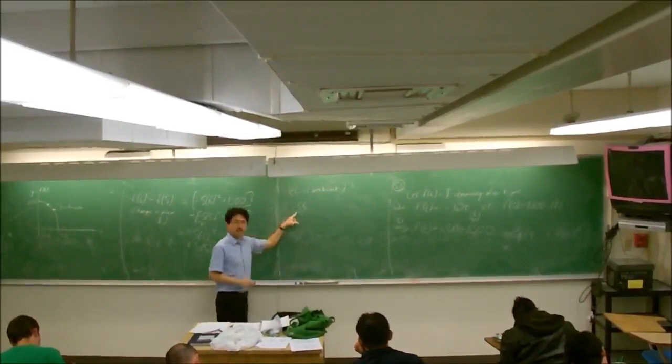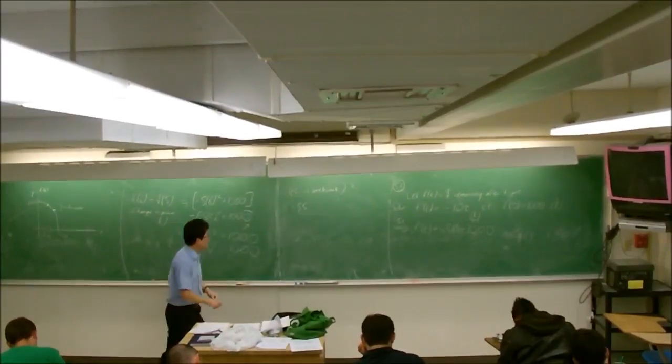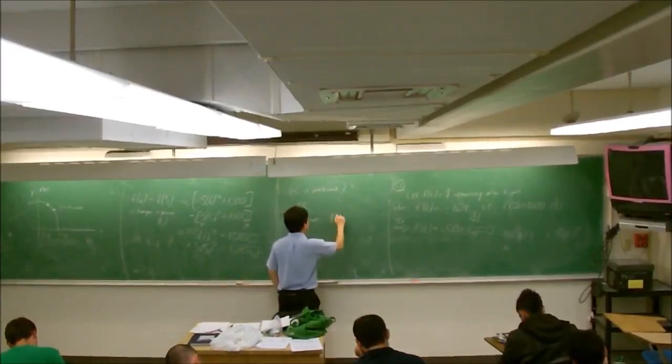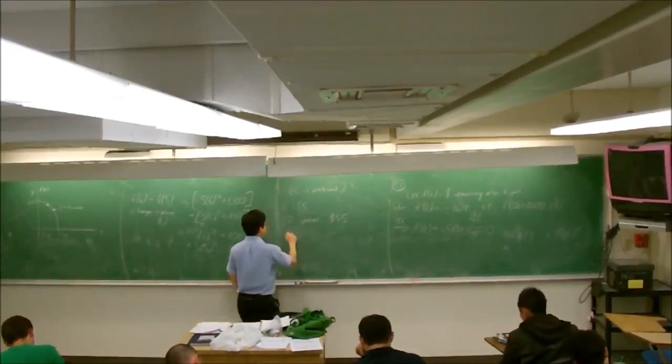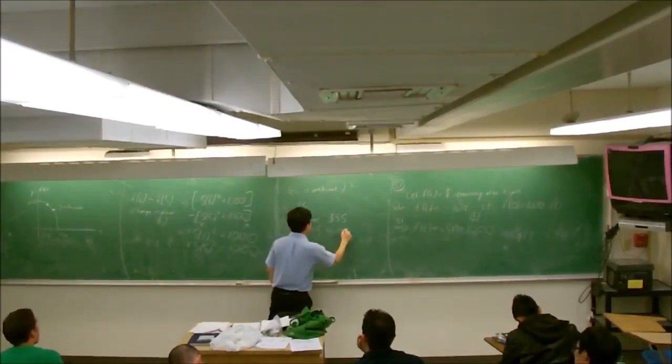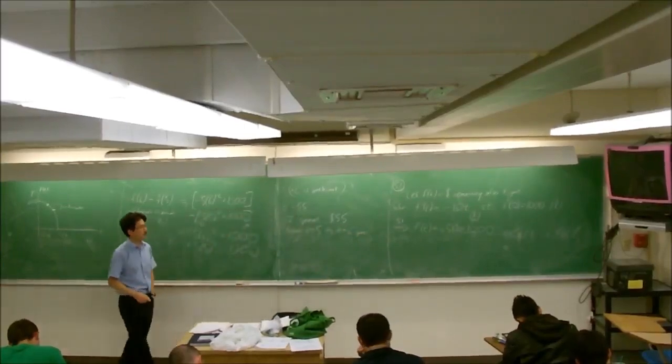How come this is negative? Because you spent it, right? So what does it mean? I spent $55, from t equals 5 to t equals 6 years. All right. So I spent $55.